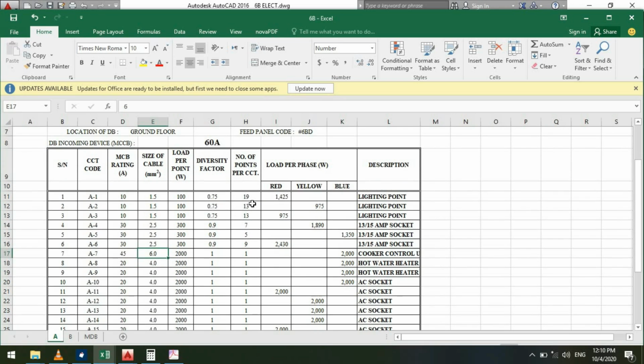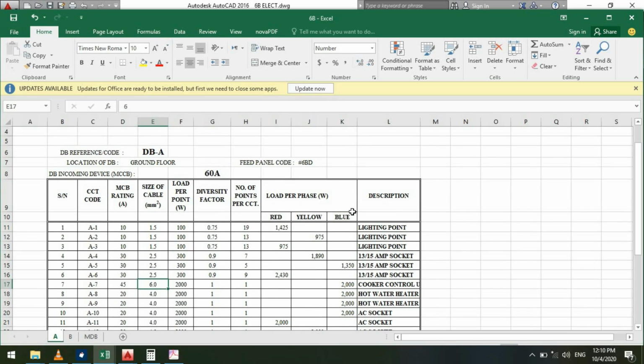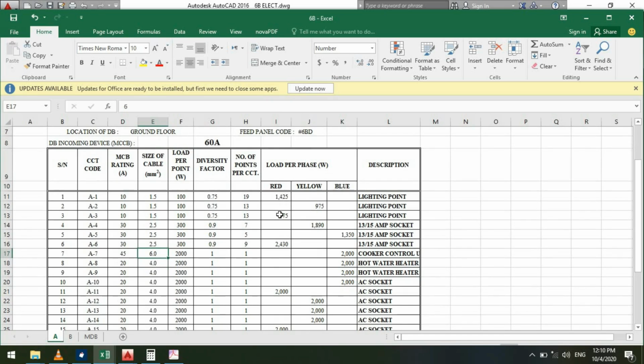And proceeding to the next column, our load per phase, which is a cumulative result of the number of points, likewise the diversity factor and the load per point. If you click on this, you see F11 times G11 times H11. So this is one of our main concerns for designing the spreadsheet.